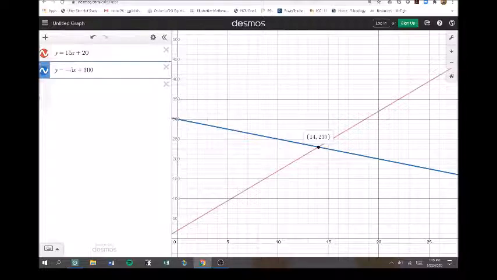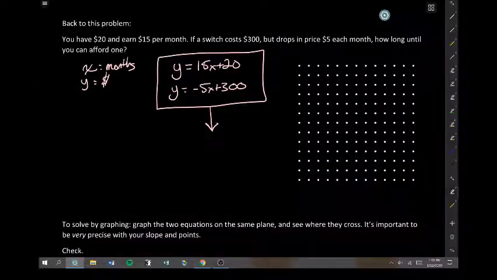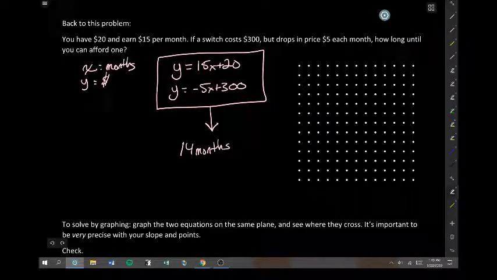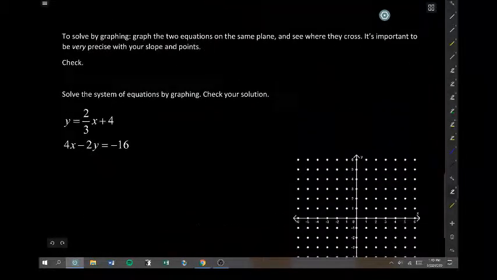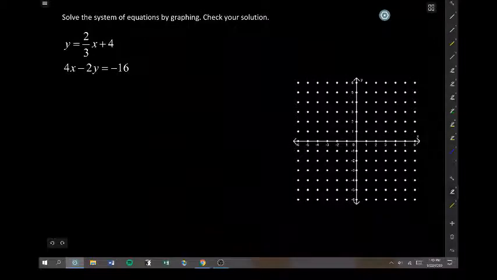So the point of intersection is the single point that solves both equations. That's incredibly important. The single point that solves both equations and therefore solves our system. So it's going to take 14 months and the cost is $230. Okay, well, let's actually do it together by hand. It won't be a word problem. We're just going to graph this system and find their point of intersection. That's how you solve the system.